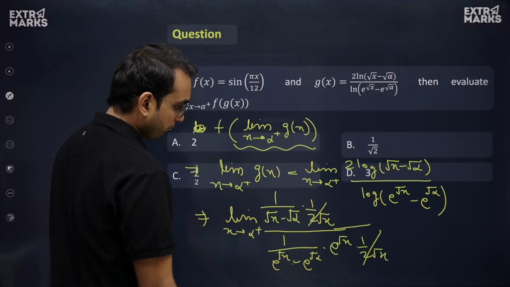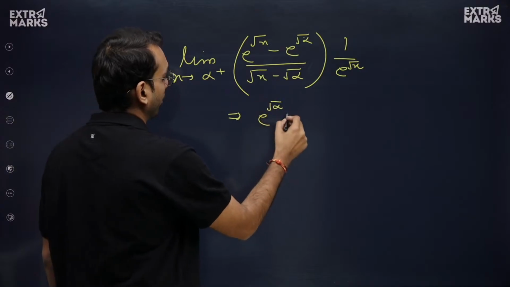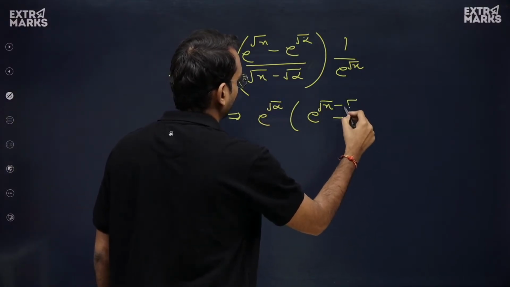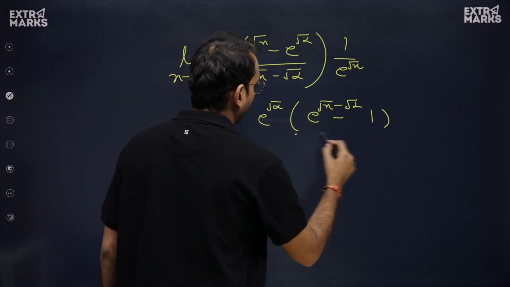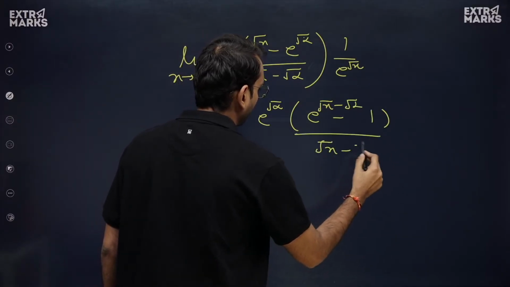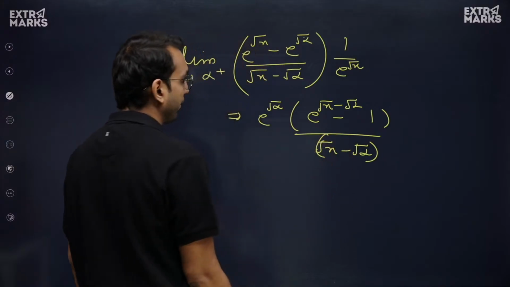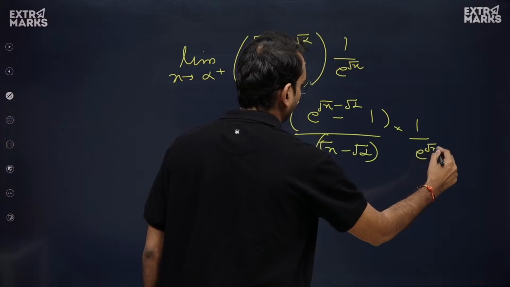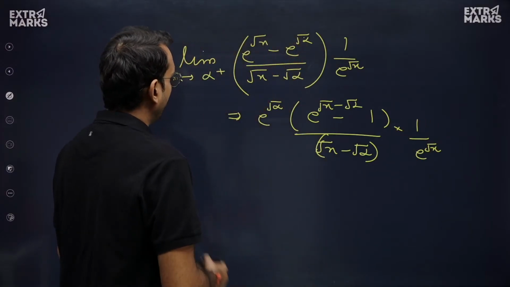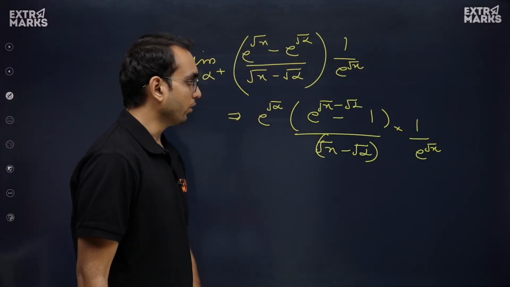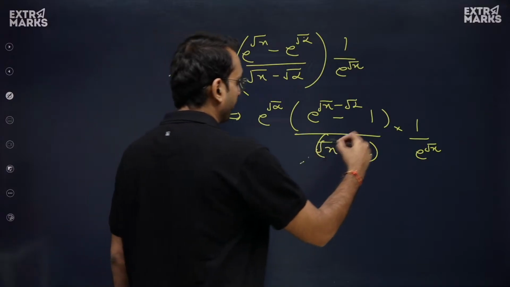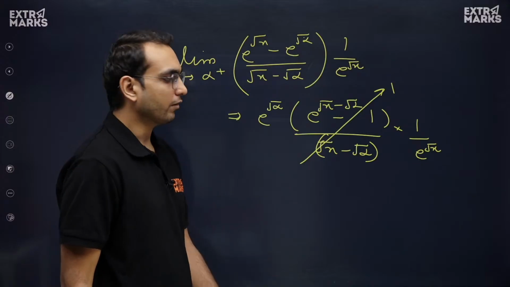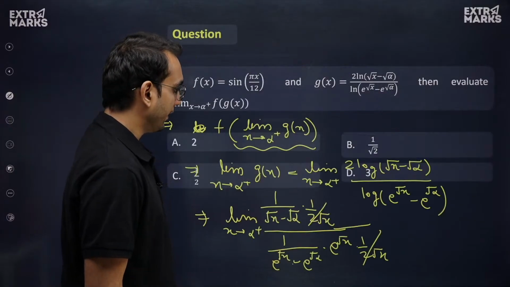Did we say 1 by root 1 by 2? Okay. So now it will become e to the power root x minus root alpha, minus 1 upon root x minus root alpha, into 1 upon e to the power root x, right? And x is going towards alpha. So this expression has become 1 because e to the power x minus 1 upon x is 1, right?